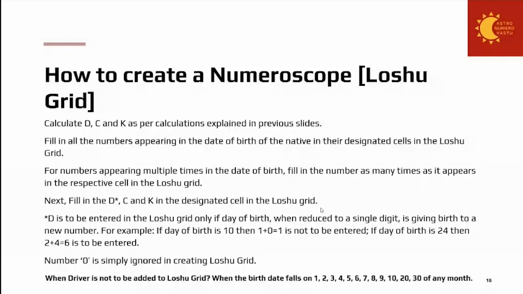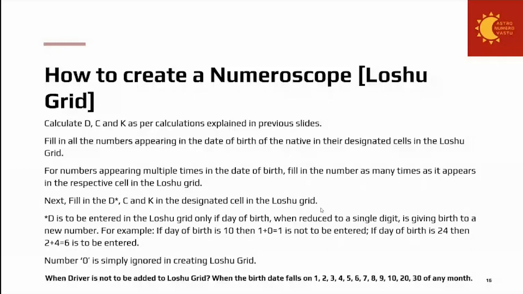One exception you have to consider: the driver is to be entered in the Loshu grid only if the day of birth, when reduced to a single digit, gives rise to a new number. For example, if somebody is born on the 10th, 1 plus 0 gives rise to 1, so the driver is the same. In this case, the driver is not to be entered in the Loshu grid. Another example, if the date of birth is the 24th, then 2 plus 4 gives rise to 6. 6 is the driver, so this 6 is to be entered.